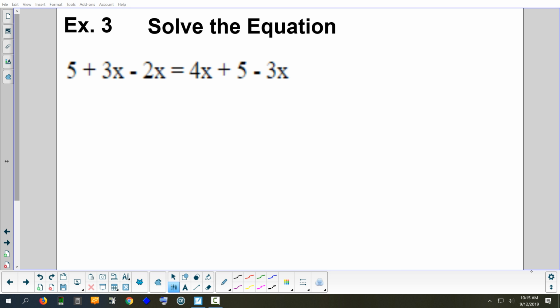Let's take a look. Okay, so first step here, we've got some like terms we need to combine. Can anybody tell me what are the like terms on the left? Kate?